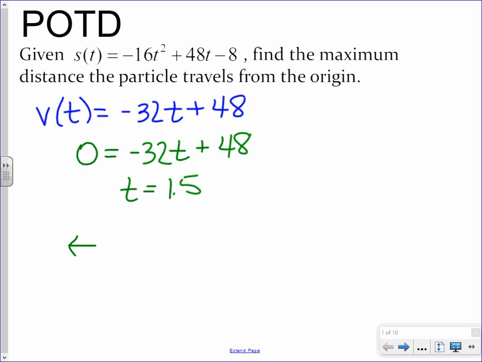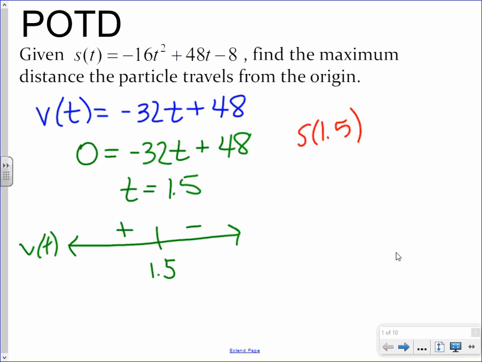Number line. Okay, so to the left of 1.5 our velocity is? To the right of 1.5 our velocity is? Negative, so we have a maximum. Did you stop there? Yes. Austin, what do you have to do next? Okay, we actually have to figure out what that maximum distance is.